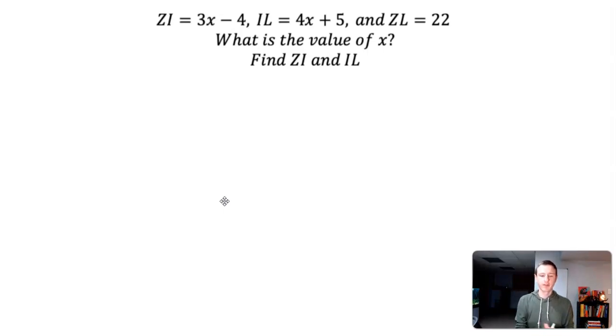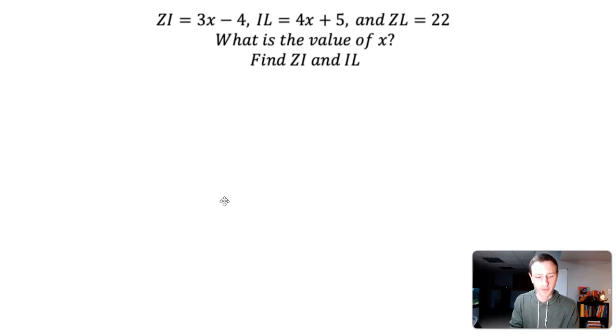So the problem I have here is we have information that ZI is equal to 3x minus 4, IL is equal to 4x plus 5, and ZL is equal to 22. What is the value of x? Find ZI and IL. So it looks like they're giving us chunks of a segment, and then they're telling us the entire length of the segment.